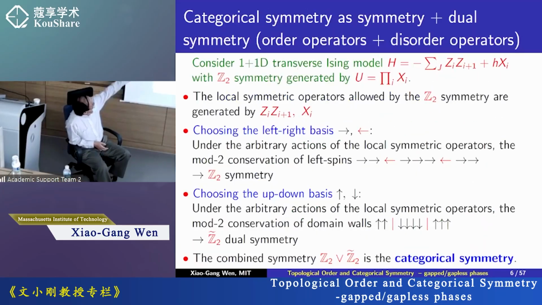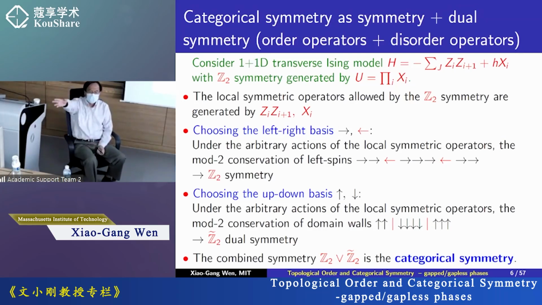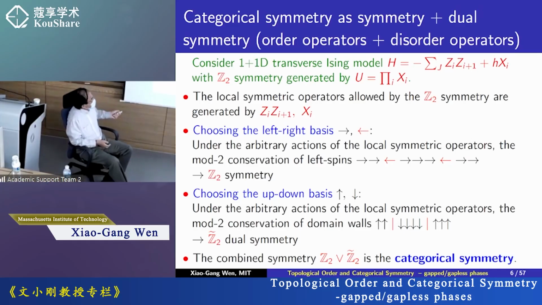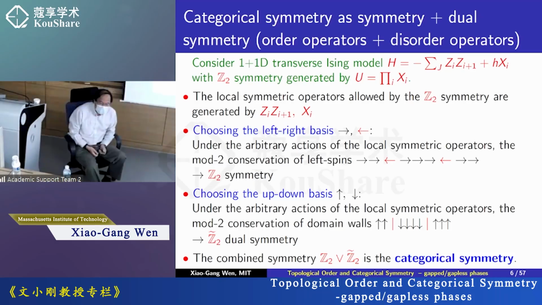So let's present the point of view that categorical symmetry is a symmetry plus dual symmetry, or the order parameter plus disorder operator. That point of view is actually the easiest. So let's again consider an example like the one-dimensional transverse field Ising model, with a Z coupling and an X coupling. The Z2 symmetry is just a spin flip, the spin up, spin down flip. That's the Z2 symmetry.